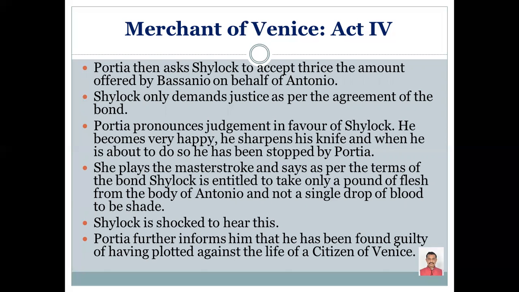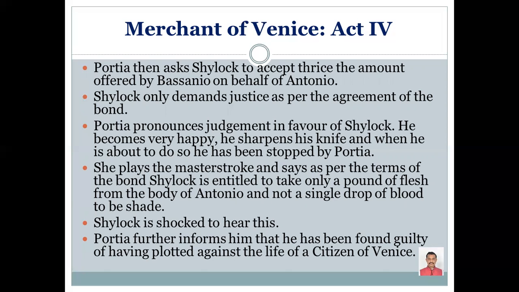And then she says that as per the terms of the bond, Shylock is entitled to take only a pound of flesh from the body of Antonio, but while doing so, he has no right to shed even a single drop of blood. He can take only 1 pound of flesh of Antonio, neither an ounce more or less, nor shed even a single drop of Antonio's blood. And if he does so, all his wealth will be confiscated by the state of Venice. And this was the clear judgment of Portia in the case of the lawyer.